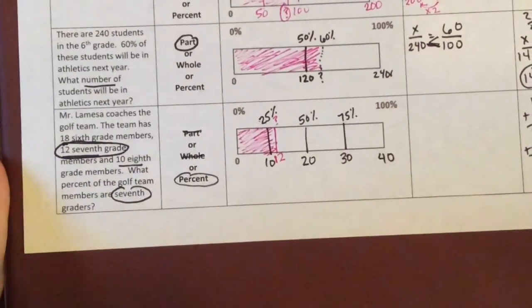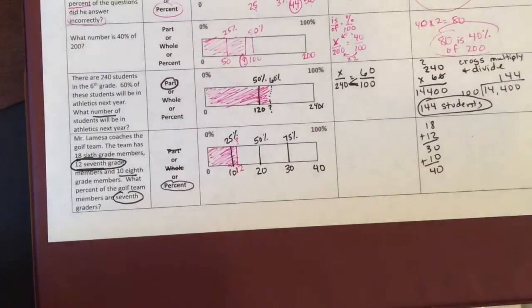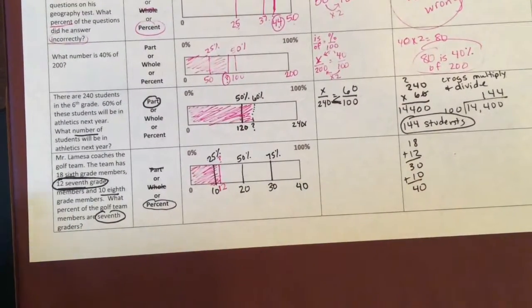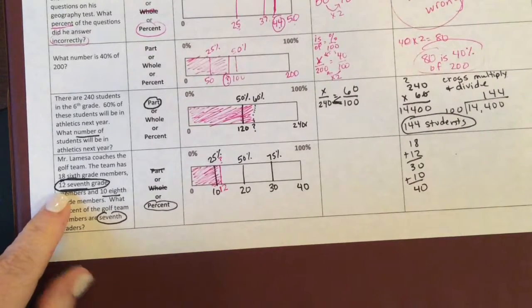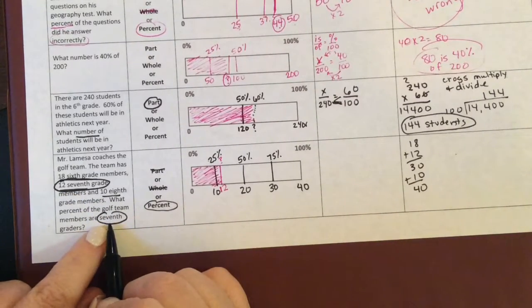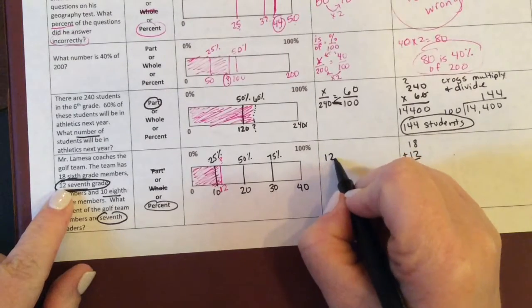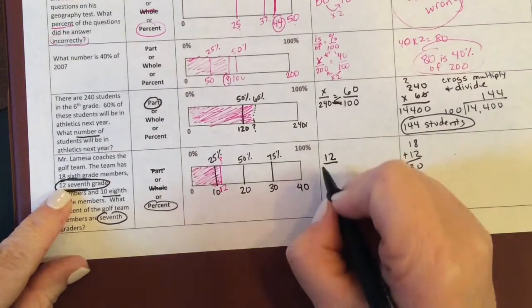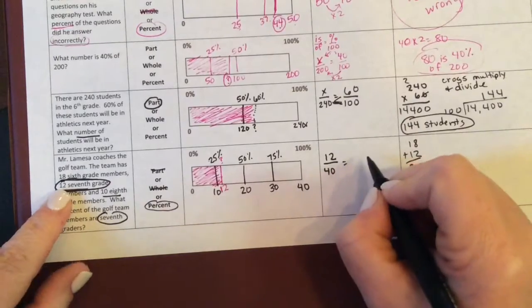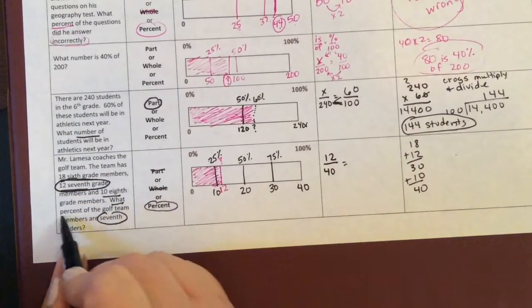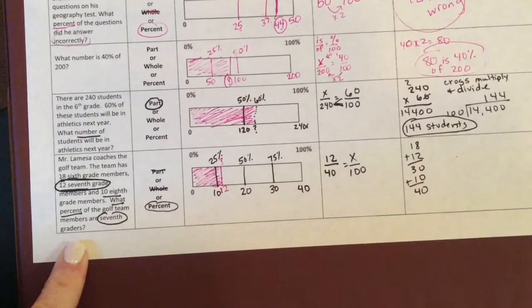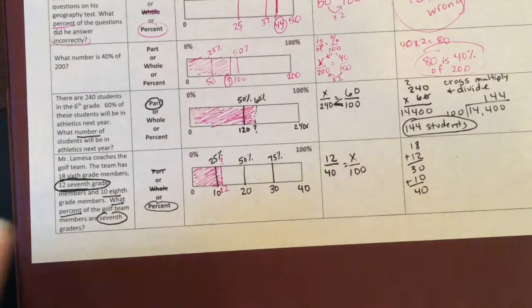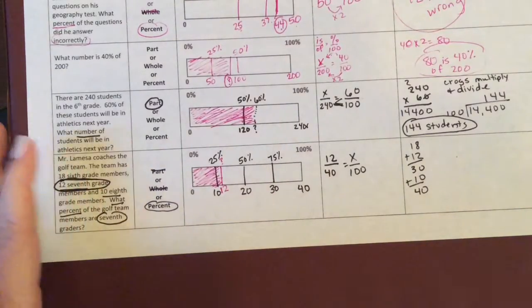Okay? Now, my percent proportion. Zoom out just a bit for that. My percent proportion here. Okay? The part is what I don't know, right? Oh, I do know. I don't know the percent, okay? So the part of my team here that are 7th graders would be 12. 12 is the part. The whole team is made up of 40 people. I want to know the percent because it says what percent, over 100. Okay? That one doesn't look so bad. Those numbers are pretty small and manageable here.